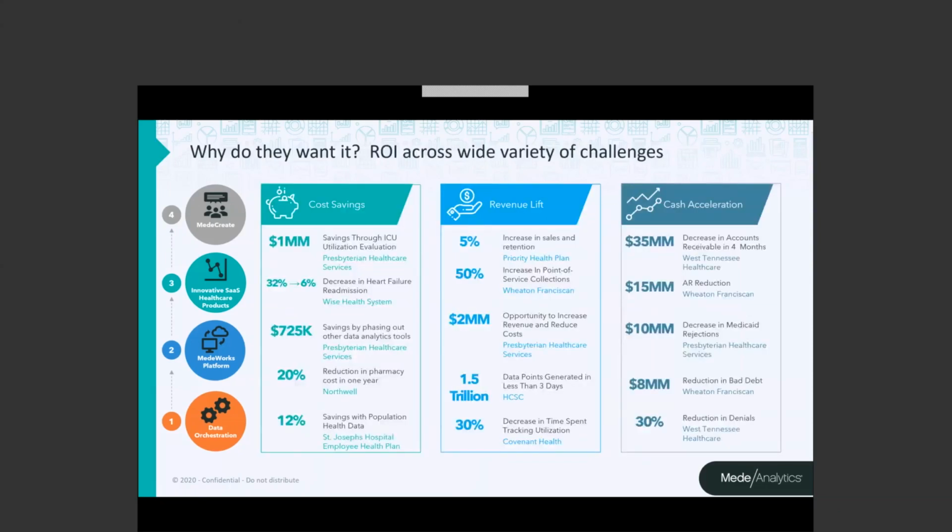Secondly, they're looking for a wide variety of ROI across a number of areas. So with the pivot to fee for value, contracts tie clinical performance to revenue performance. Expense performance is tied to clinical performance. And so you want this all in one system. So there is an integration of clinical, financial, and operational, and the chief analytics officers recognize that and want to see that all in one platform.